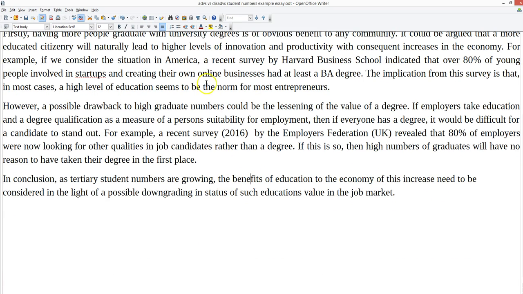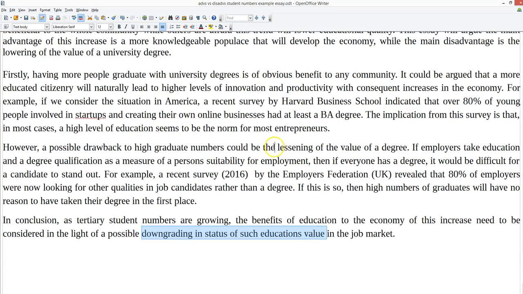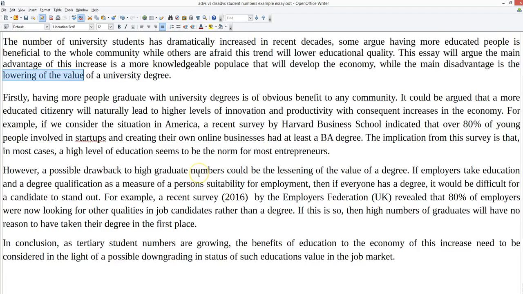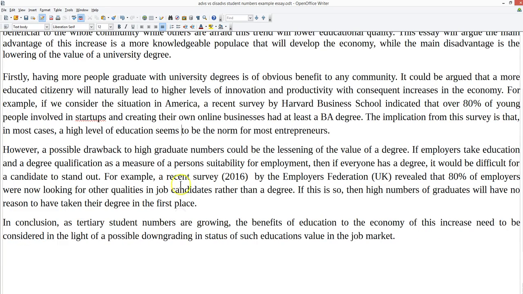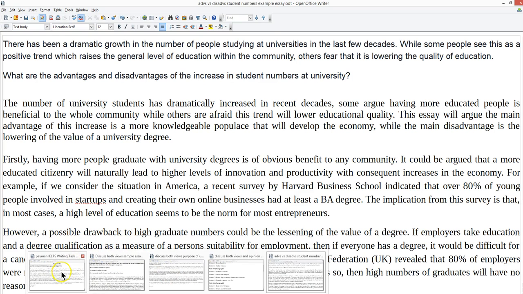Need to be justified, considered in light of a possible downgrading in status of such education's value. In other words, a lessening of the value, a lowering of the value. So, you're basically saying the same thing three separate times: in your introduction, paragraph 2 here and here, paragraph 3 here and here, and in your conclusion. So, if we take a look at this previous one.